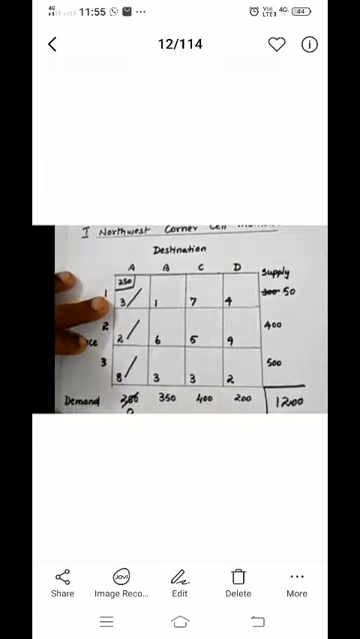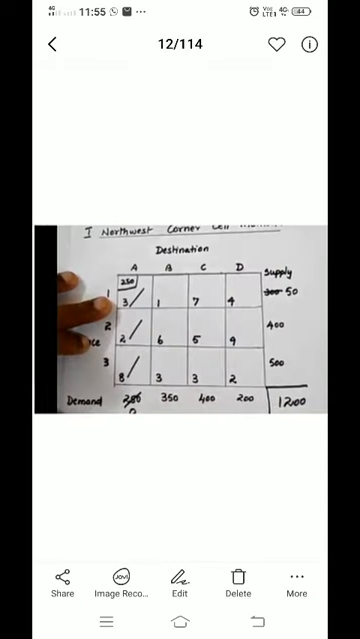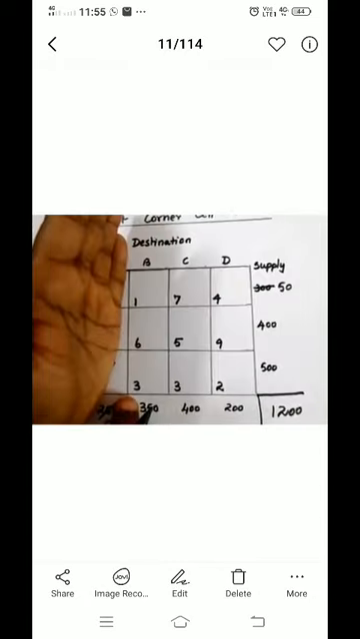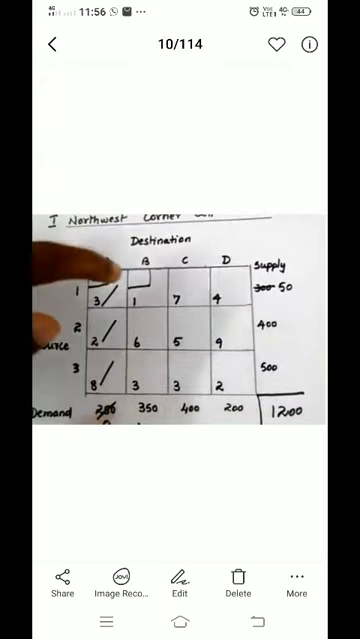Here I will strike out column A, because its destination or its demand is completely reached, but supply is still there, so I will keep that one as 50 as it is. Then, after scratching this first column, I will identify again the northwest corner. Again, location 1 is the northwest corner.